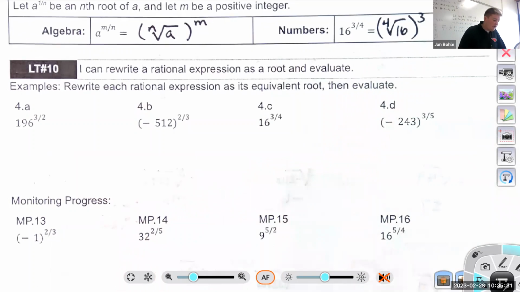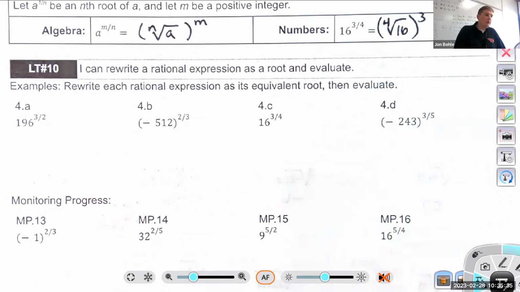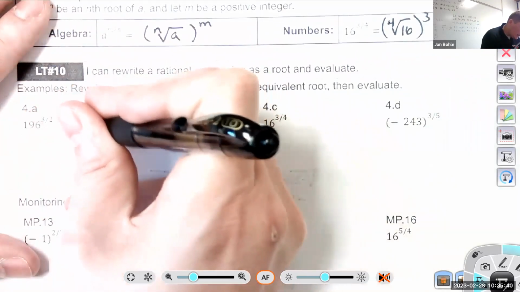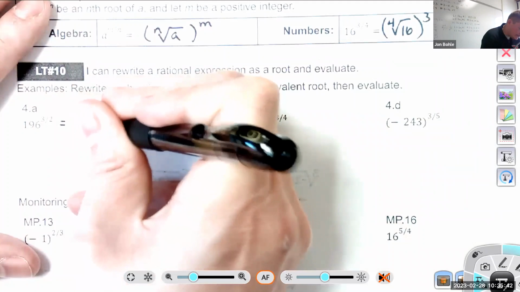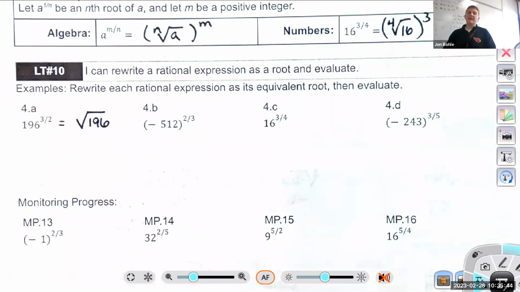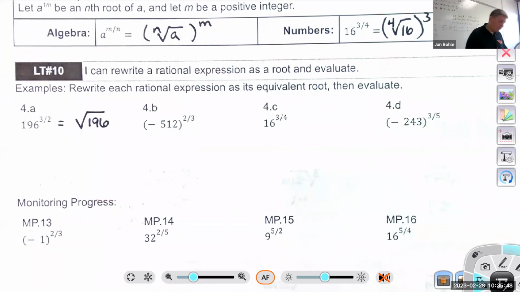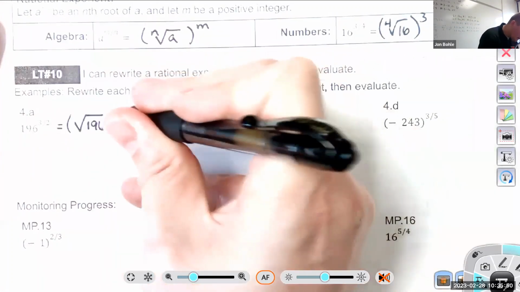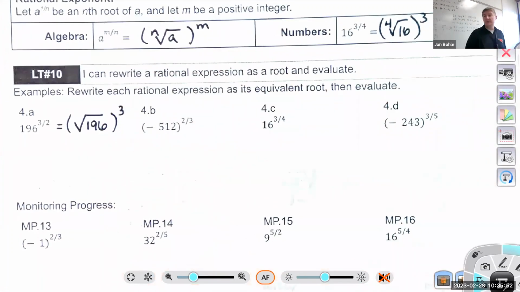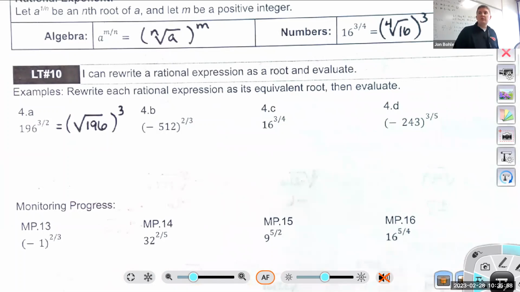So here, I have 196 to the 3/2 power. What's my root? The second root. So the second root or square root of 196. And then once I find the square root of 196, I take it to what power? The 3rd power. If this was a test question, which you very well could have one just like this, that's 2 points out of 4. Now I have to find the square root of 196.